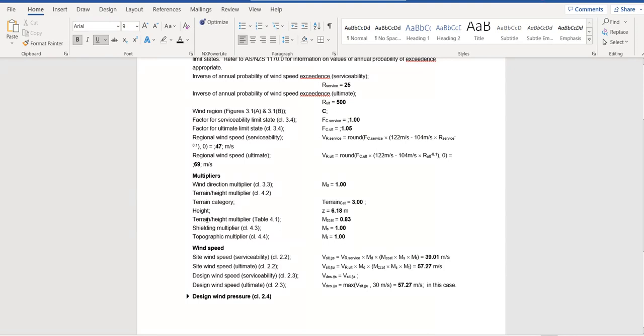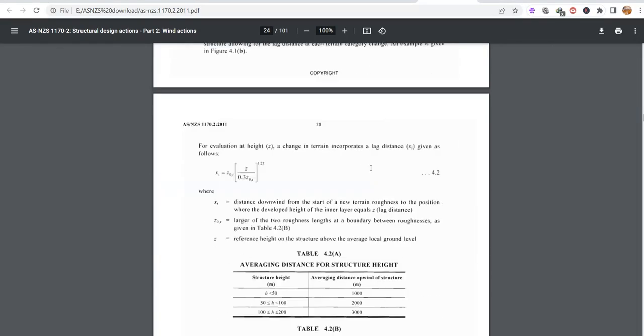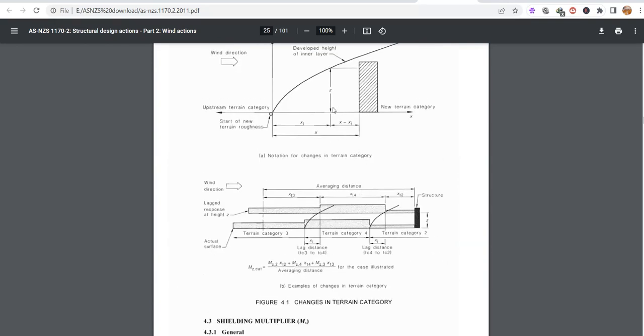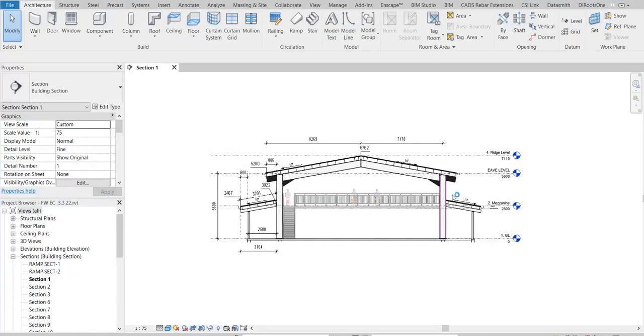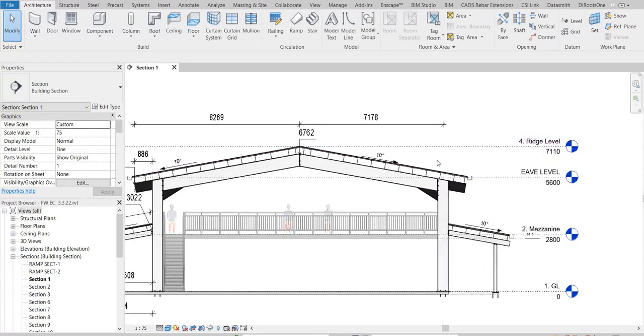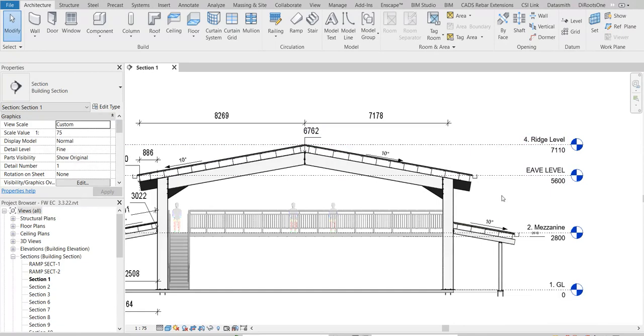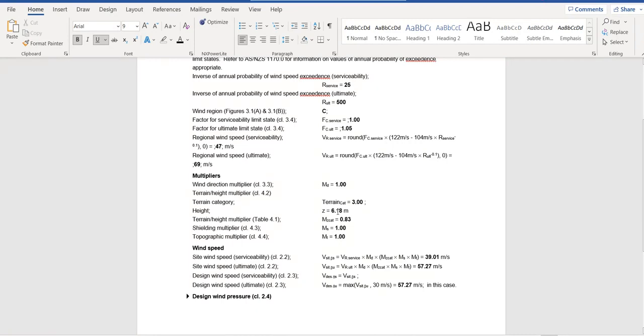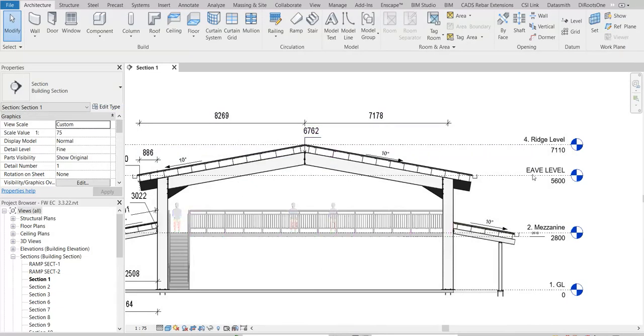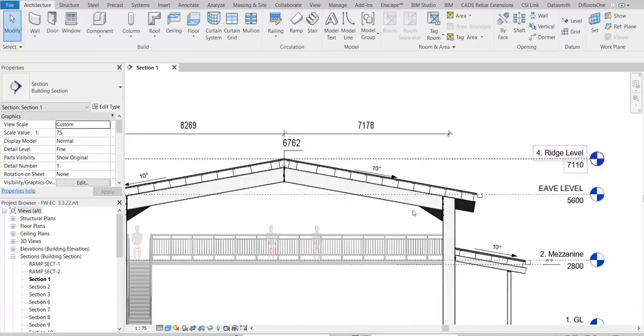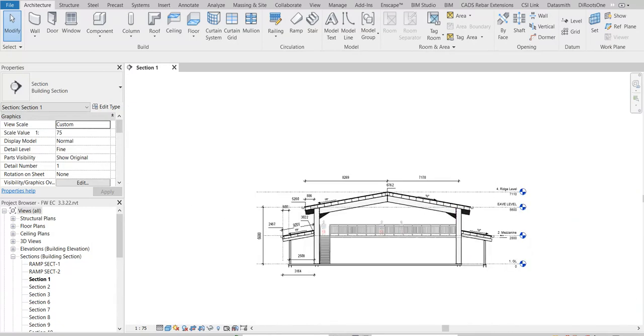My MS and MT will be 1, and for MZ cut, the Z value will be 6.18. Z value is the average height of the structure. If you go back to the code and scroll down, you will see the Z value. The average height is to take the height of the eave and the height of the apex, and then we get the average. You take this value plus 5.6 and then divide these two values by 2. Then we get the average.